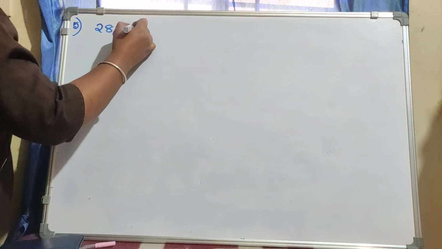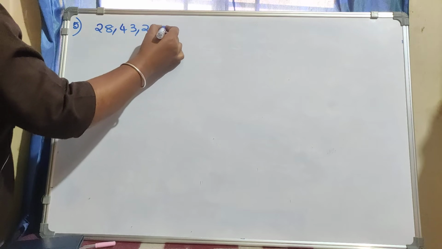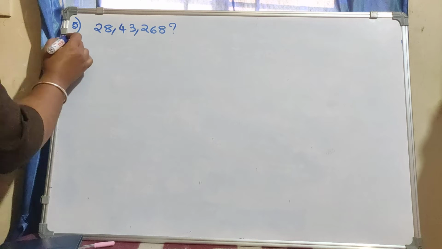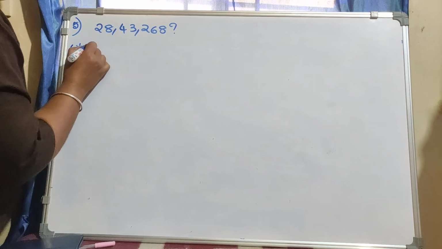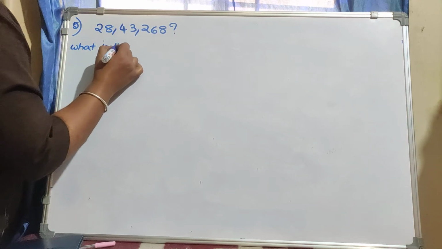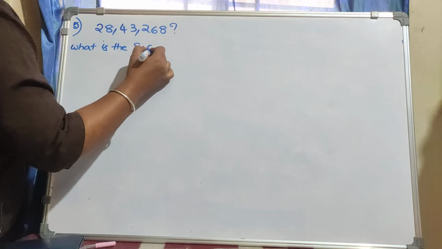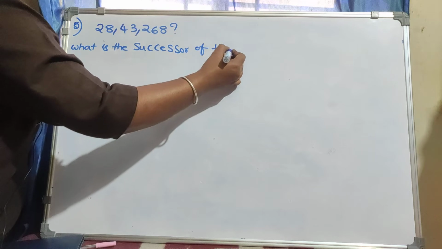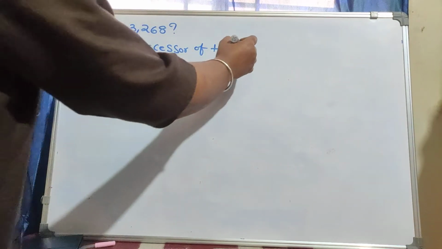Fifth question, what is the successor of the predecessor of 28,43,268? Question is, what is the successor of the predecessor.